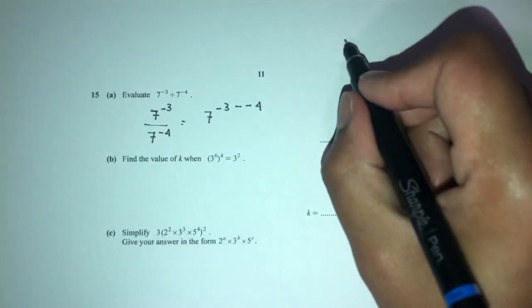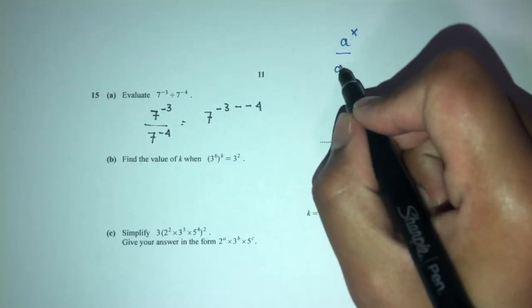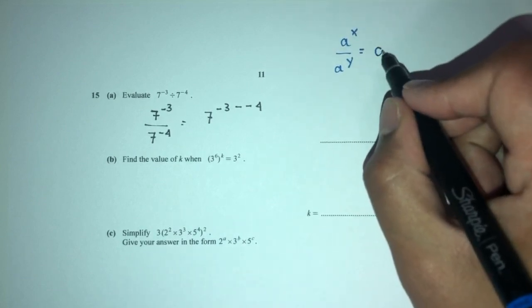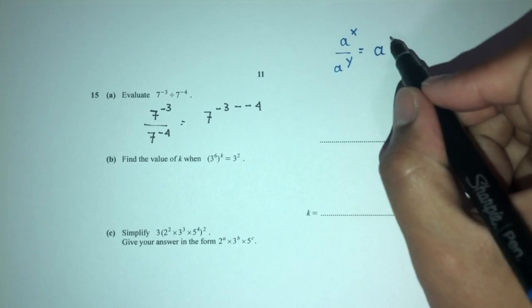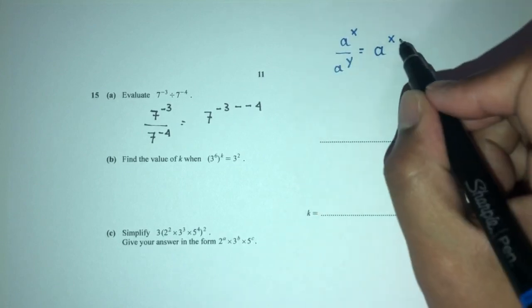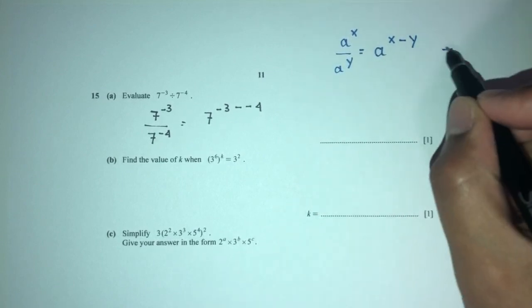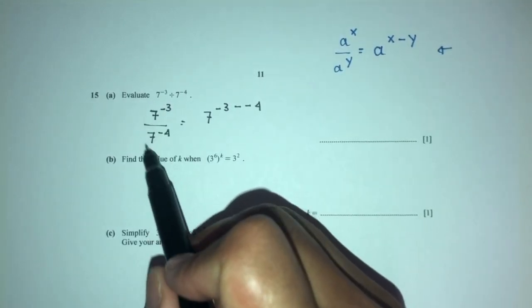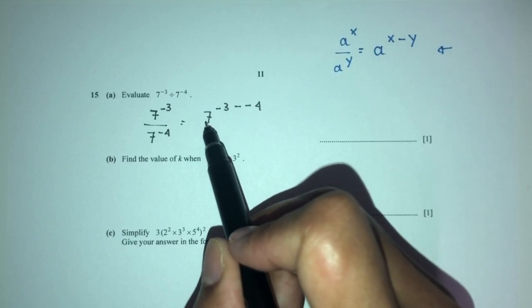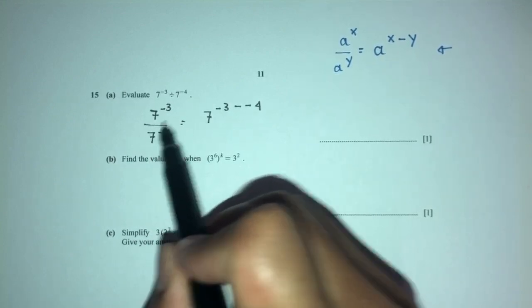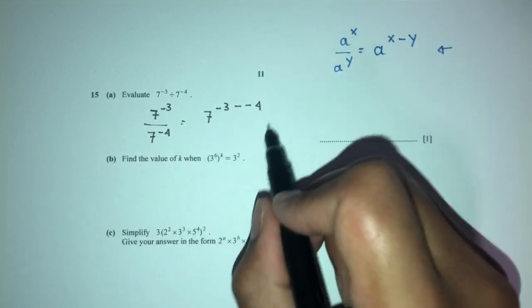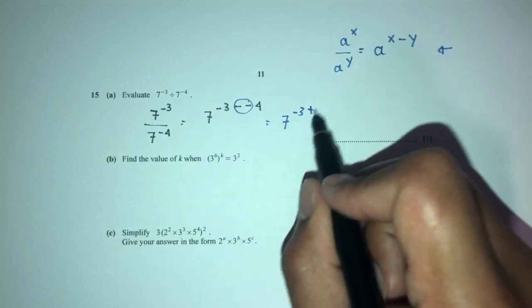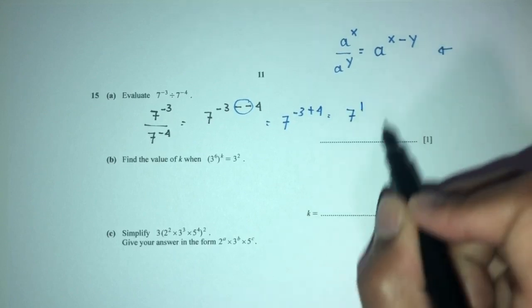Let's say we have a power x over a power y. If you want to combine them, you will say it is A to the power x, and because we have divide, it will be minus the value of y. That's how you combine indices. Same idea here, because we have the same base. Big 7, take minus 3, we have divide here, so minus this. 7 to the power minus 3 minus minus 4, we know minus minus is plus, so plus 4. Actually, 7 power 1, which is 7.